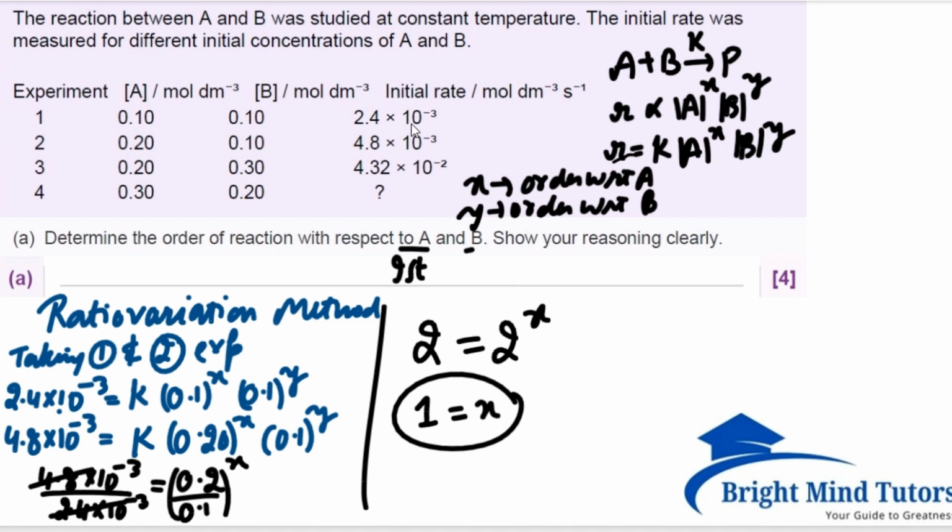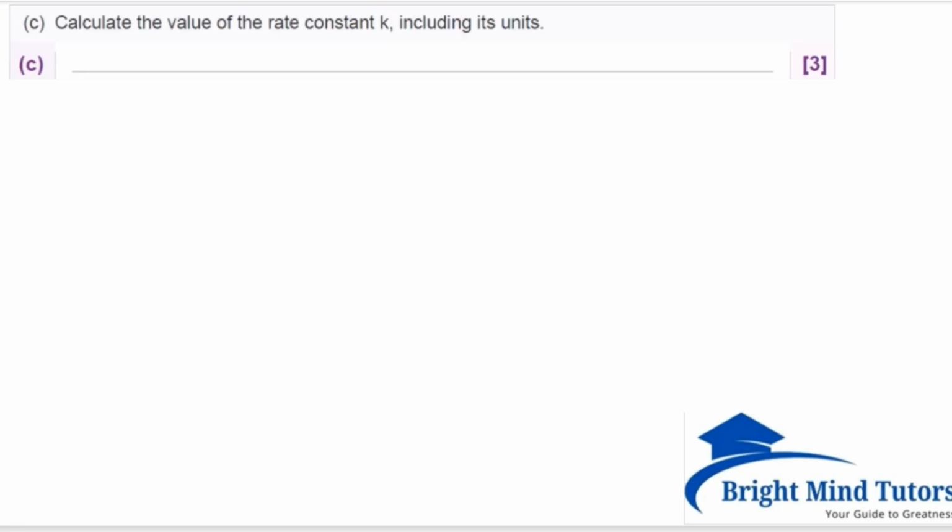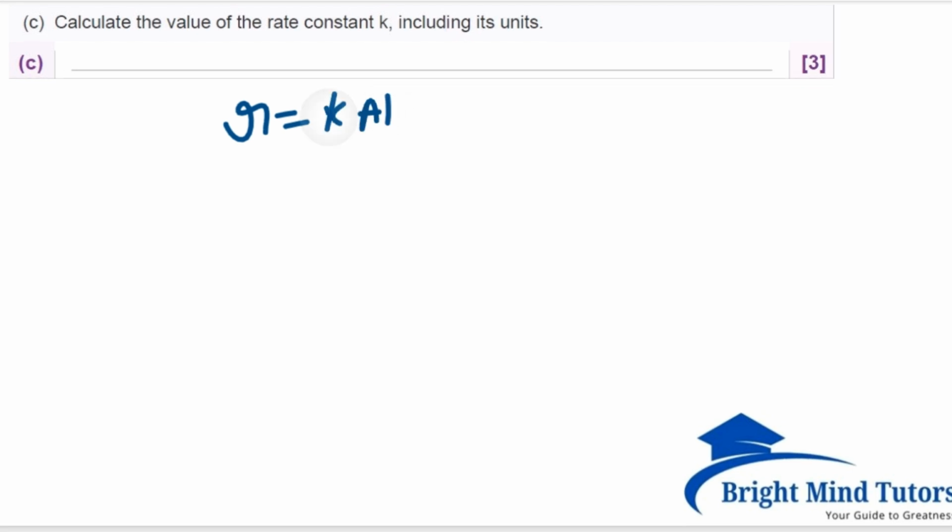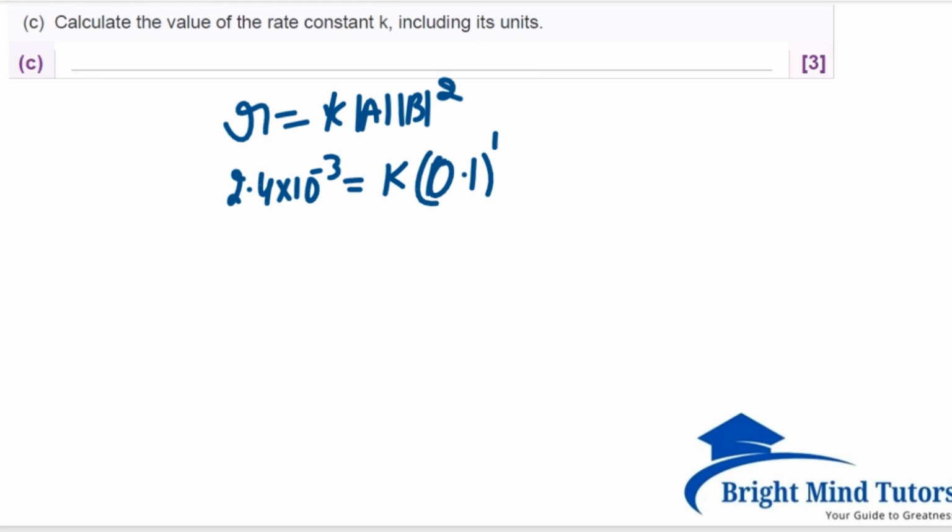So our rate value will be 2.4 × 10^-3 and the concentration values will be 0.1 and 0.1. So let's solve this now. We know the rate equation we got: rate was equal to K into A into B raised to the power of 2, right? So the rate value is 2.4 × 10^-3. This will be K into the A value, which is 0.1 raised to the power of 1, and here 0.1 raised to the power of 2.